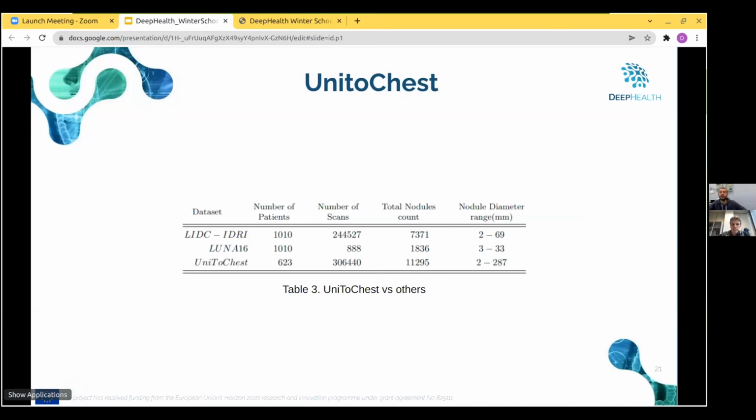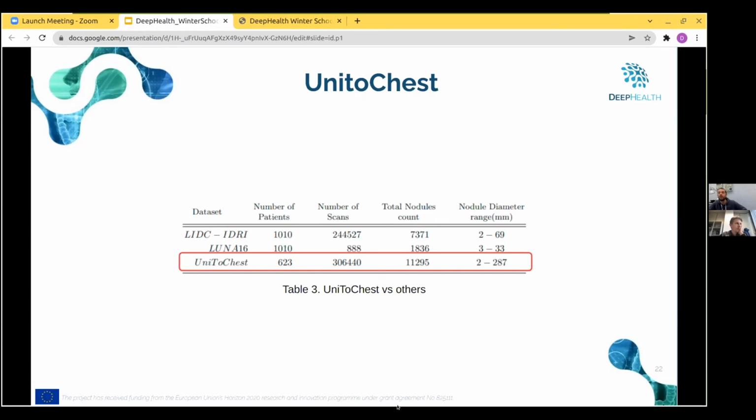As a short introduction to UnitoChest, let's see the comparison between two of the largest datasets already public and available for pulmonary nodule segmentation, LIDC and LUNA. UnitoChest shows the highest number of annotated scans in DICOM format compared to both datasets, with more than 3,000 images. That is more than the sum of the other two. And each one is followed by its own segmentation map in PNG format.